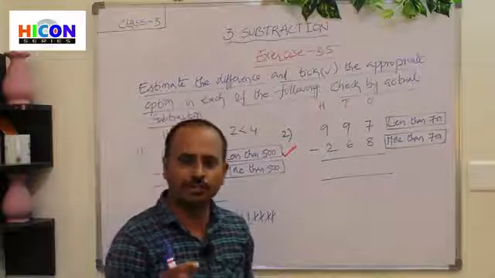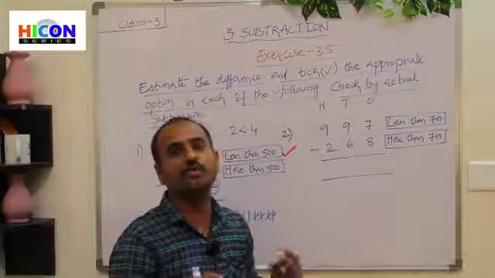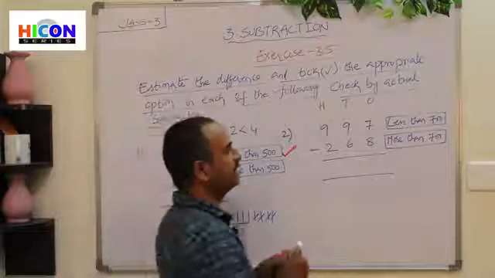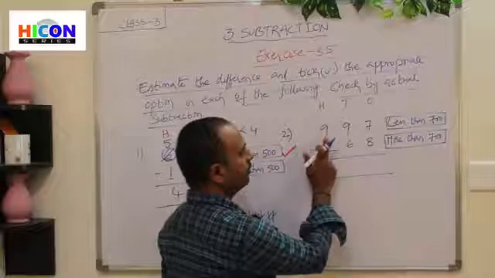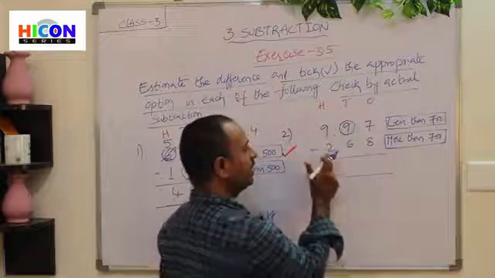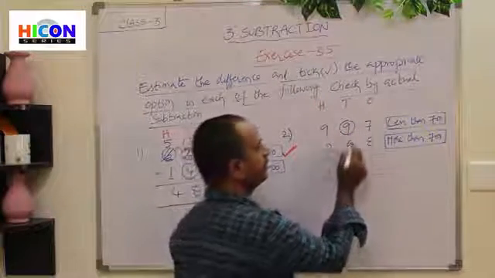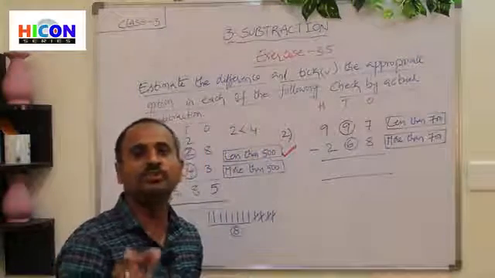It is a simple technique. Just check the second digit in both the numbers. So what is the second digit in both the numbers? In the first number, the second digit is 9. And what is the second digit in the second number? It is 6.